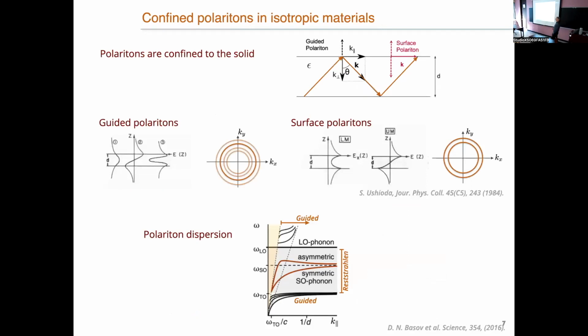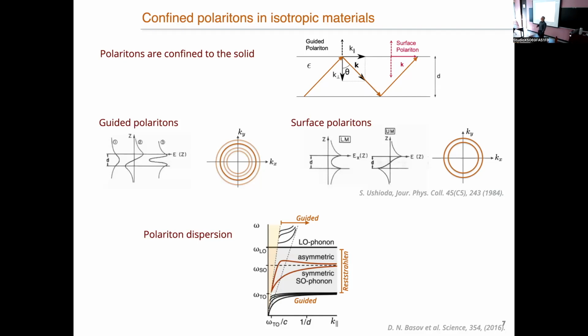Now, to make things a bit more interesting, let's confine them. So instead of having a bulk material, we'll just decrease the thickness of the material, at least in one dimension. So we have a slab, and we have a propagation wave vector, okay, so that the polariton propagates like this. But the perpendicular wave vector like this, because of the finite thickness, will be quantized.